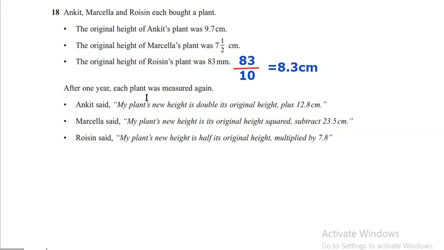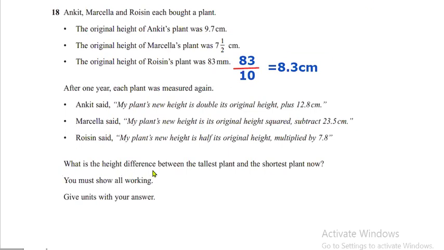After 1 year, each plant was measured again. Ankit said, my plant's new height is double its original height, plus 12.8. Marcella said, my plant's new height is its original height squared, subtract 23.5. Roizen said, my plant's new height is half its original height, multiplied by 7.8.